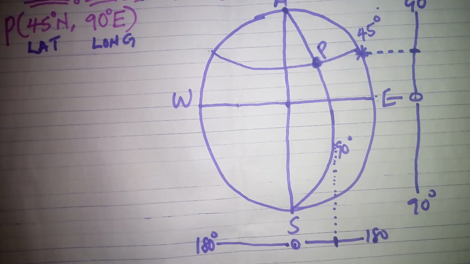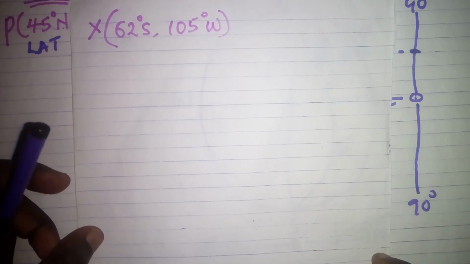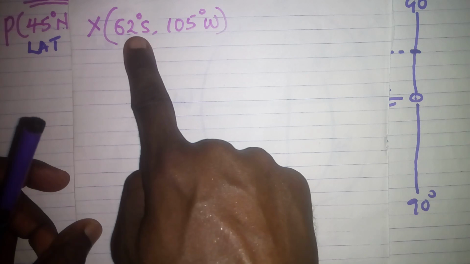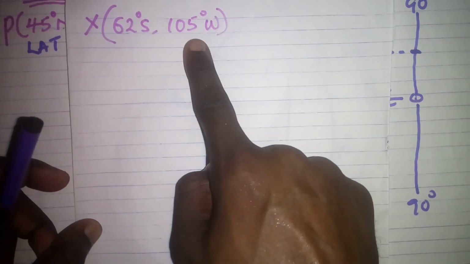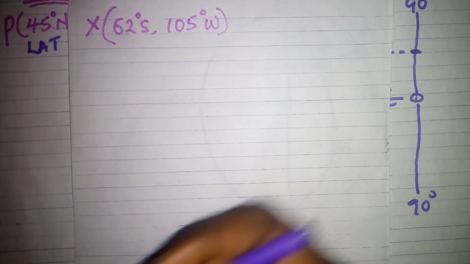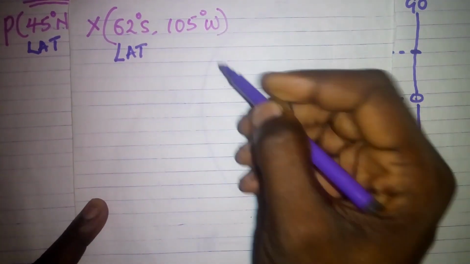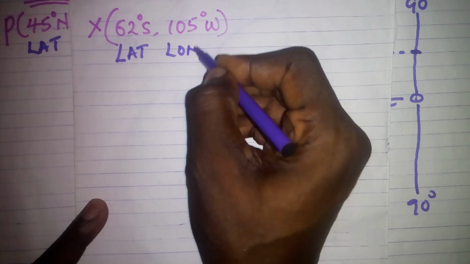Let's see one more example. Here I have another example. This one is point X. It is 62 degrees south and 105 degrees west. Don't forget that the first in the pair is always your latitude and the second is always your longitude.